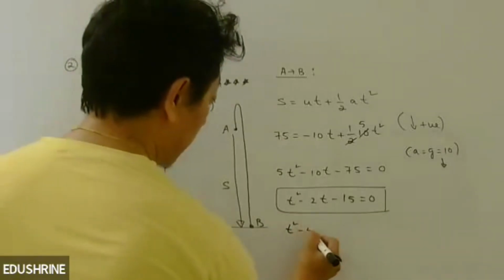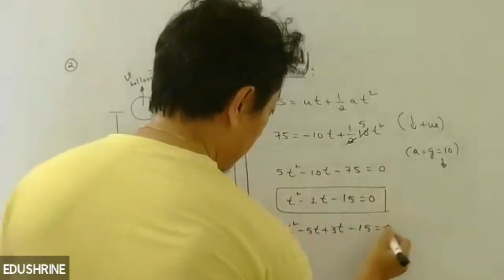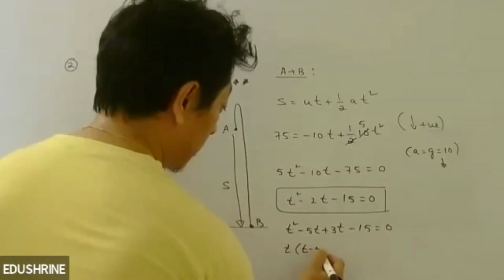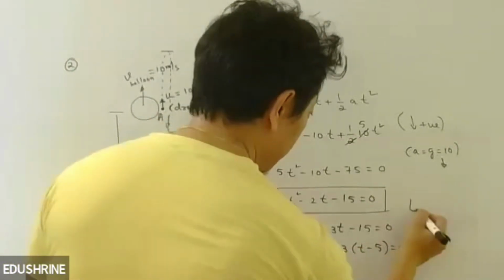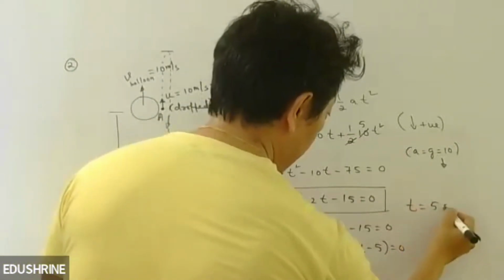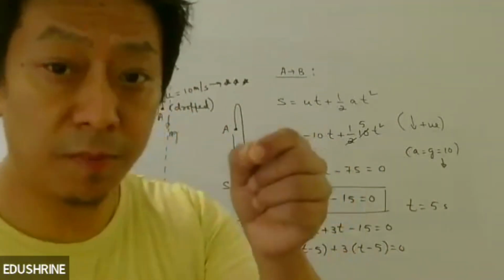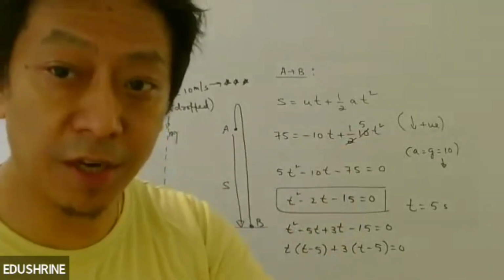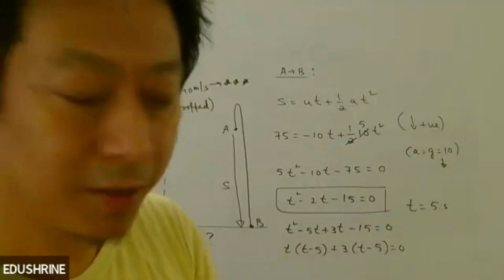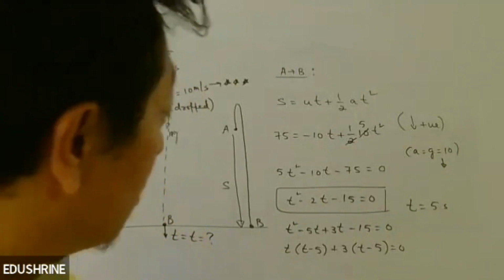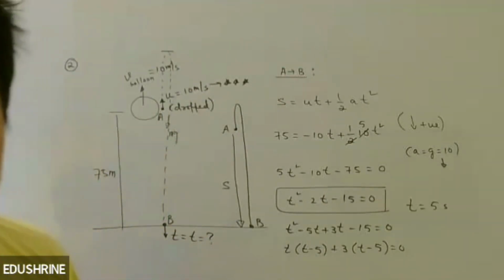So t squared minus 5t plus 3t minus 15 equal to 0. t minus 5 into t plus 3 equals 0. So what are the solutions? 5 seconds and minus 3 seconds. Minus 3 seconds is not possible. How can I drop now and it will reach 3 seconds before? It's like I started today, but I reached yesterday. That is nonsense. So what is the time taken from here to here? The positive solution we have to take, 5 seconds.